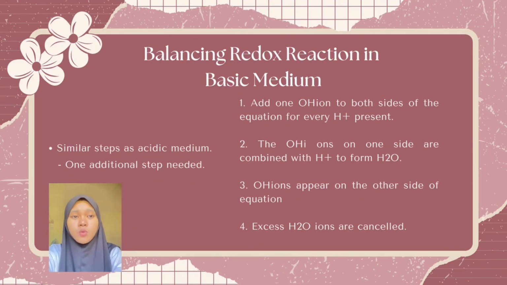Number 1, add one hydroxide ion to both sides of the equation for every hydrogen present. Number 2, the hydroxide ions on one side are combined with hydrogen plus to form H2O. Number 3, hydroxide ions appear on the other side of equation. The last one, excess H2O is cancelled.